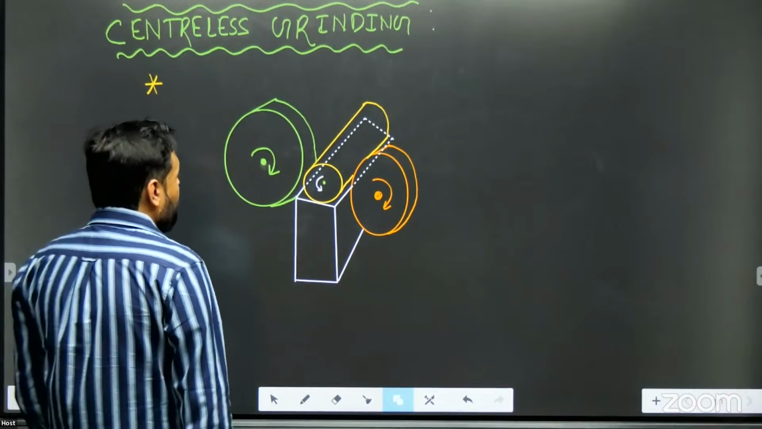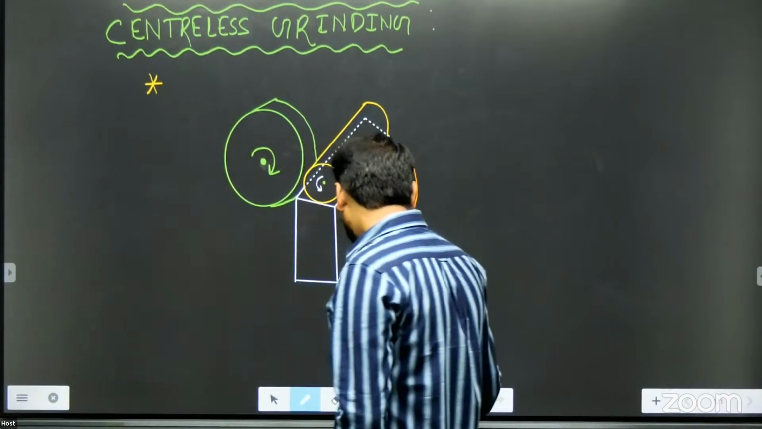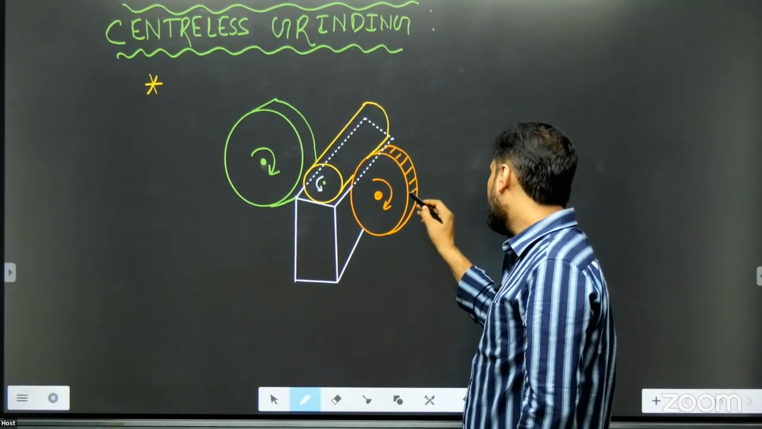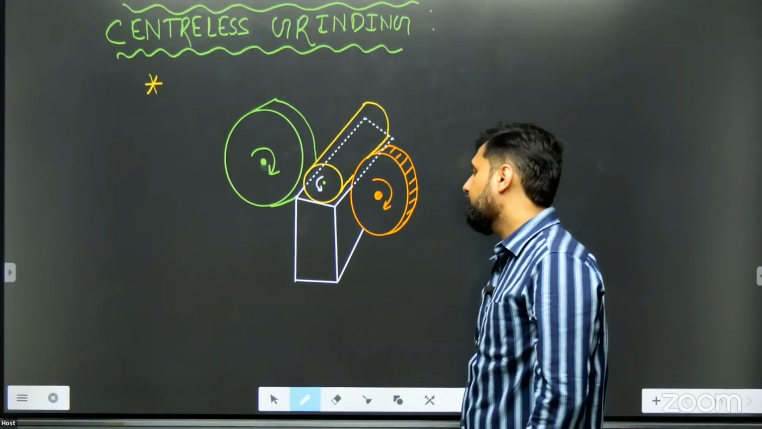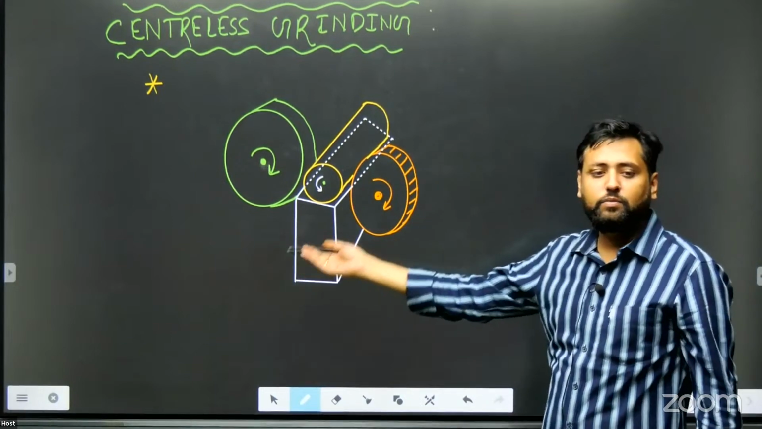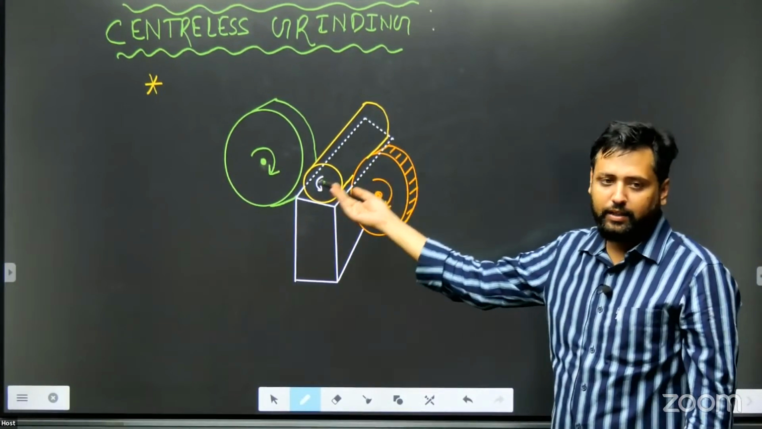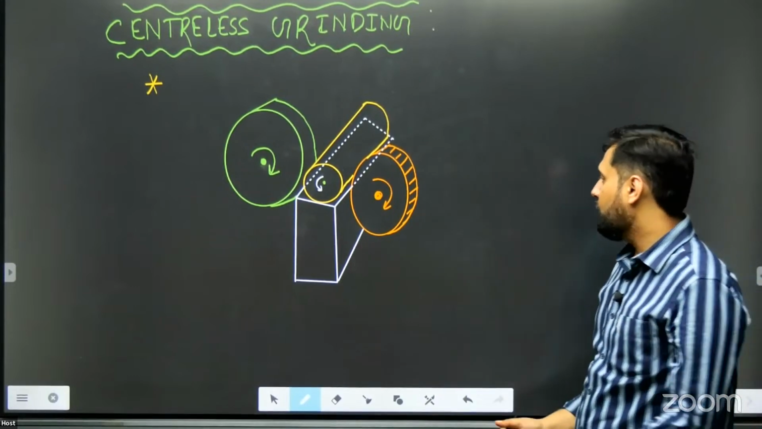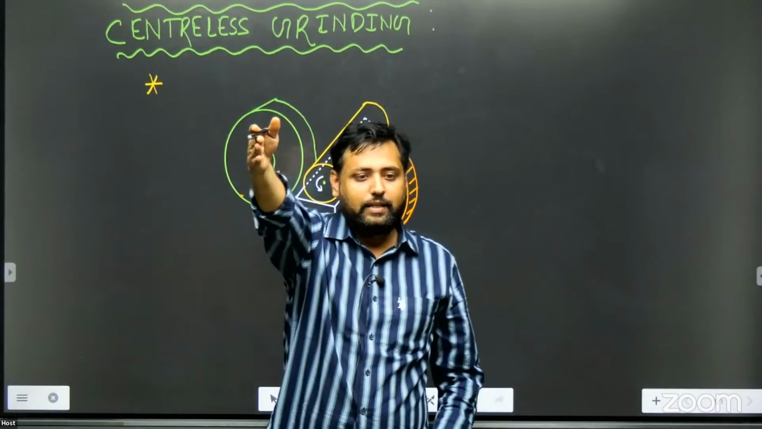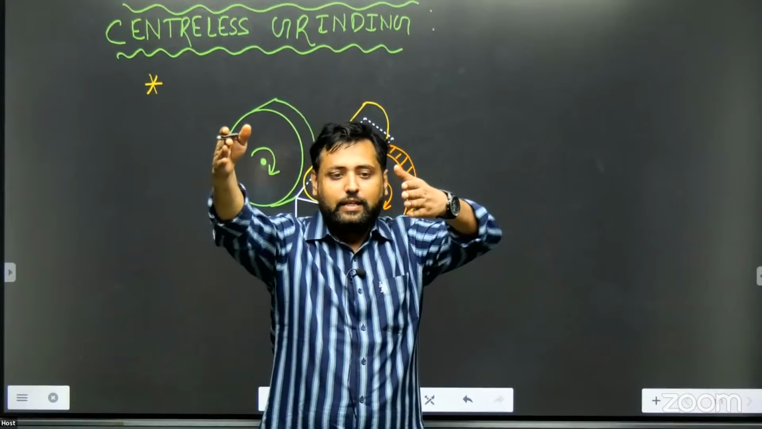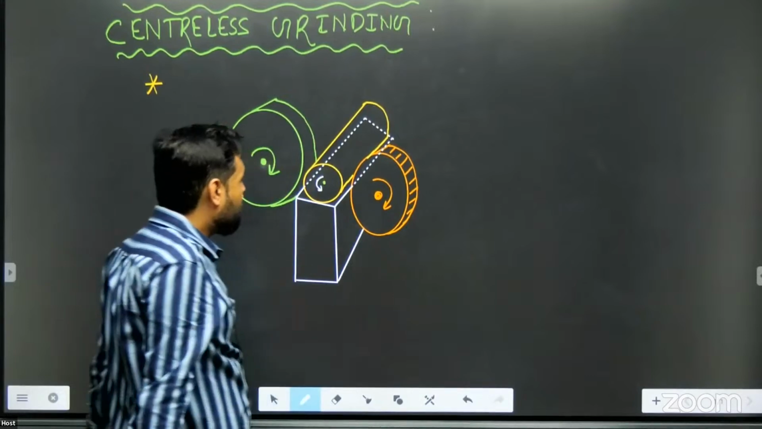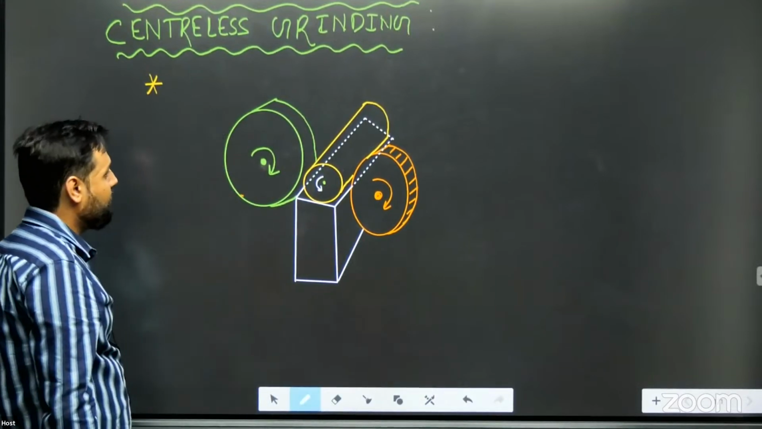So what I told you, this wheel named as regulating wheel not only controls the rotation of the workpiece, but it is also responsible for feeding this workpiece in the longitudinal direction. And how does it become possible? This is the grinding wheel, its axis is like this. This is the regulating wheel, its axis is not like that, it is sloped a little, so there is an angle between them.